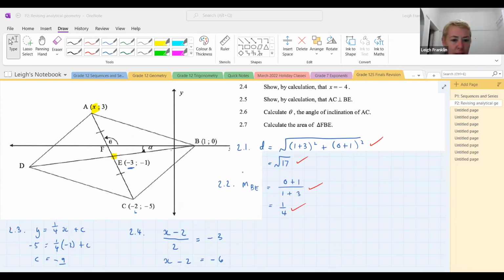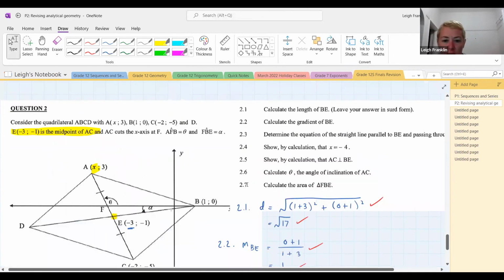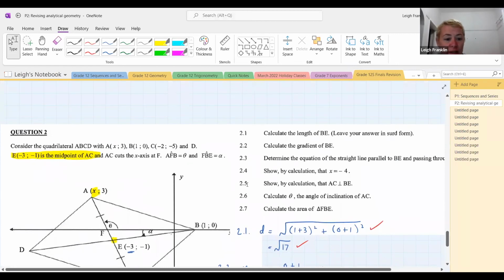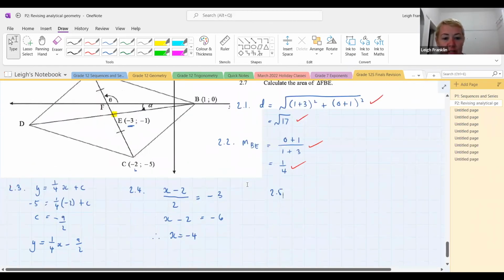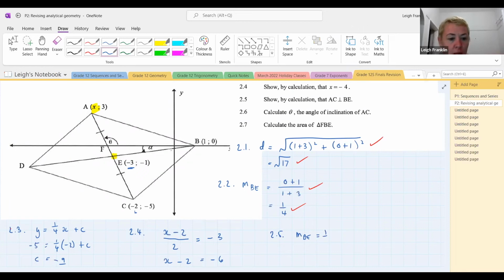We already have, so this is 2.5. We have got the gradient of BE, haven't we? All right, so we know what that is from 2.2. We know that it's equal to 1/4. All right, so let's just write that down. The gradient of BE is equal to 1/4. Let's work out the gradient of AC. So the gradient of AC next.